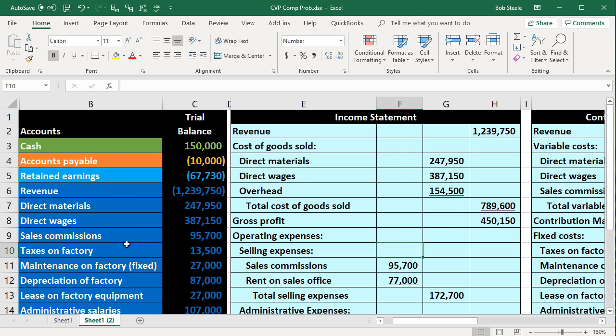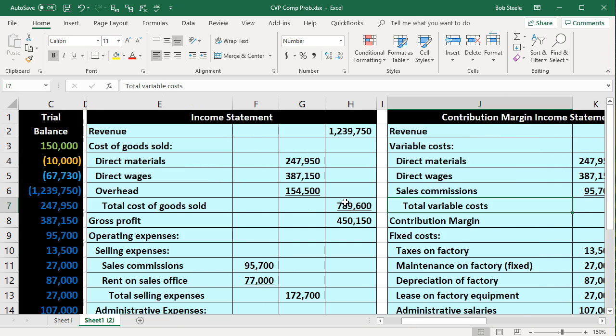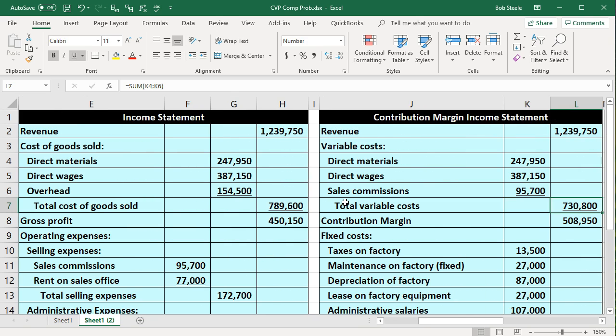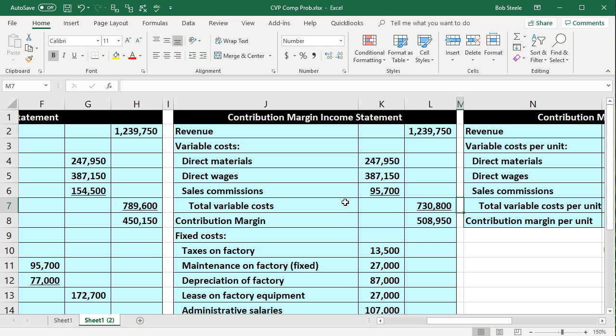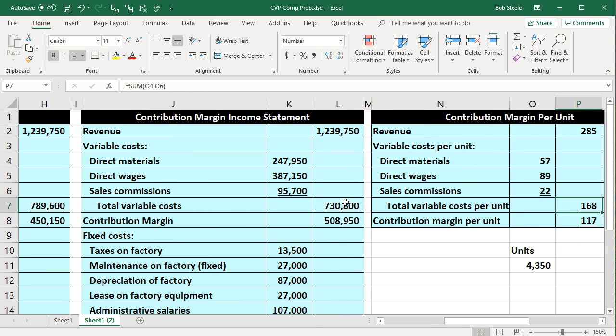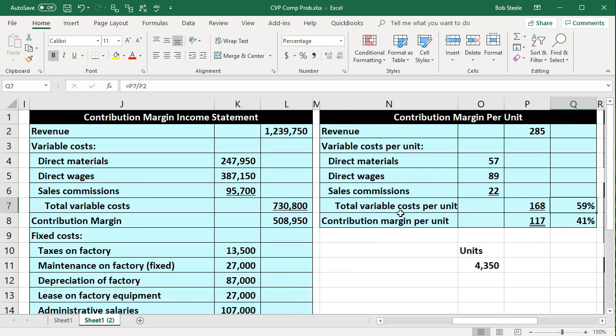In this presentation, we will continue on with our comprehensive problem with break-even point calculations. Last time we took our trial balance, we created a normal type of income statement from it. We then created a contribution margin income statement comparing and contrasting. We are concentrating on the contribution margin income statement, the one that breaks out the variable and fixed costs. We also took a look at a contribution margin per unit.